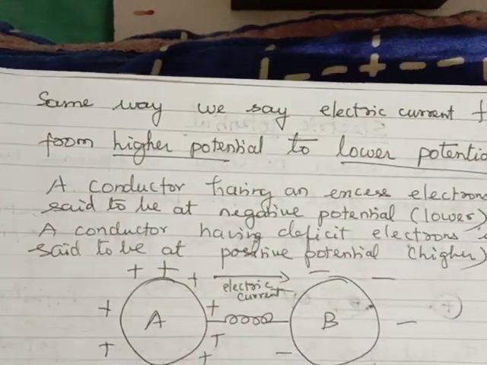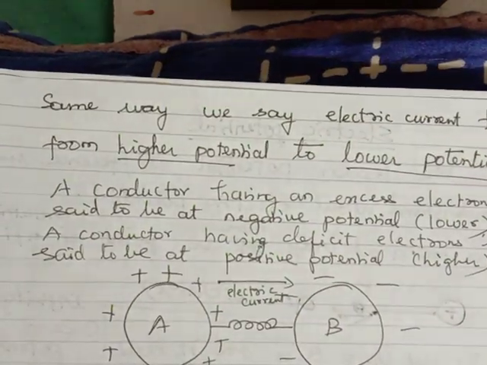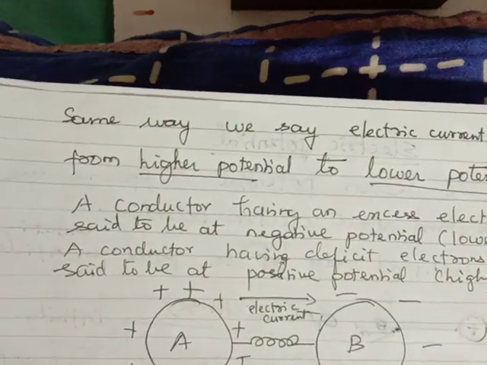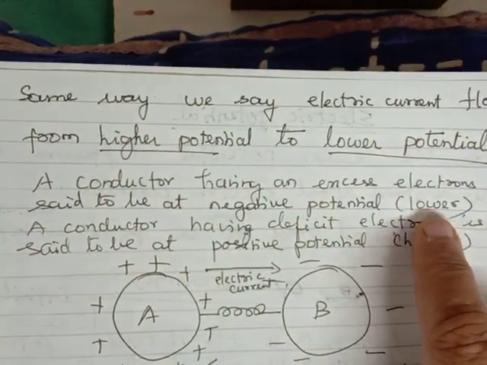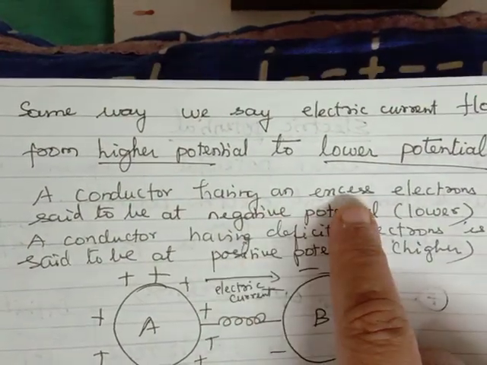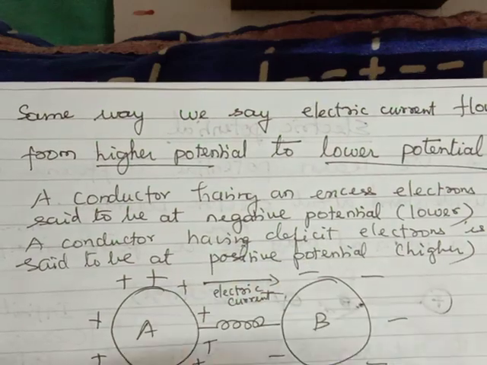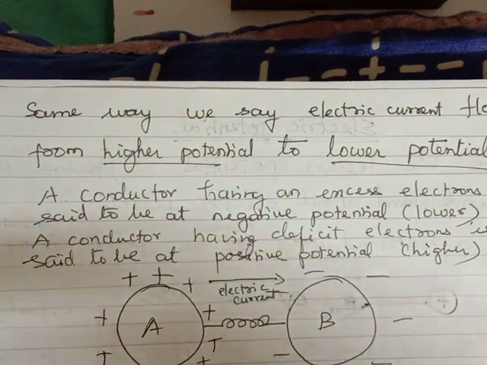Now we will understand the meaning of electron current. According to electron current, what happens? Electrons will always flow from the excess region towards the deficit region. So how do we have to say electron current?